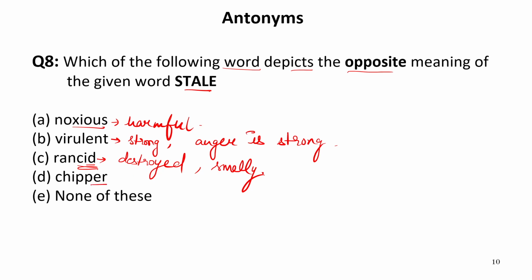Now, the word chipper. Chipper means which is cut into chips or which can be cut into chips. There is one more word for chipper, that is happy. If a person is very happy, it means he's a chipper. So the correct answer of this particular question is E, that is none of these. It means none of these words is the antonym of this particular word given, that is stale. The opposite of it can be unfresh.